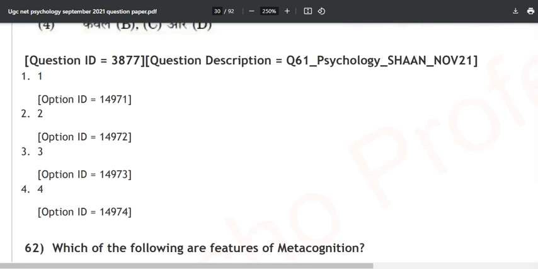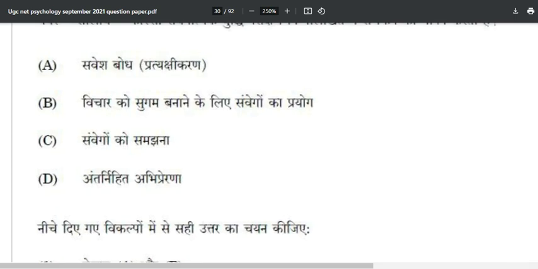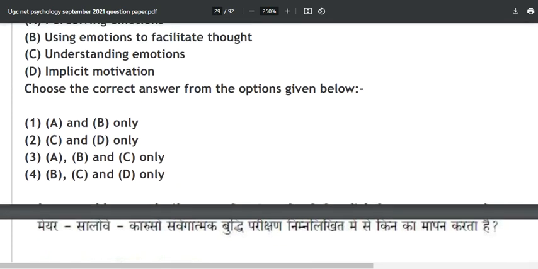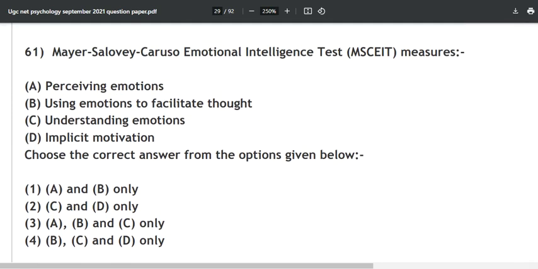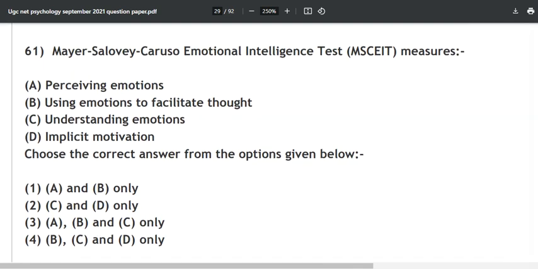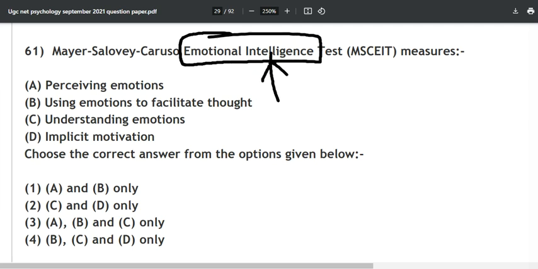All right, let's move ahead and solve another one. Now this is again a basic common sense question. It does not mean that you need to study each and everything, but you need to study smartly and apply some simple common sense. See, the Mayer Salovey Caruso Emotional Intelligence Test, MSCEIT, measures what? First of all, it is talking about emotional intelligence. Even if you have read simple NCERT, you will be able to answer.